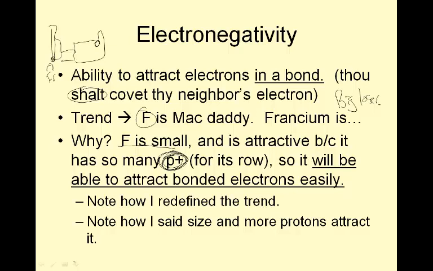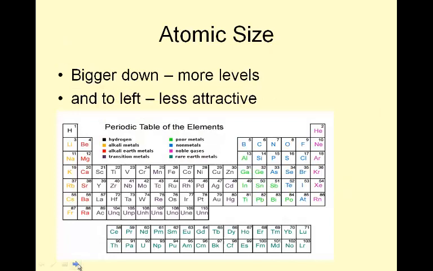So again, why is fluorine the best? Fluorine is small because as you go this way, it's smaller, and is attractive because it has so many protons for its row. So it will be able to attract bonded electrons easily. Attracting bonded electrons is what electronegativity is. Notice how I said size and more protons.